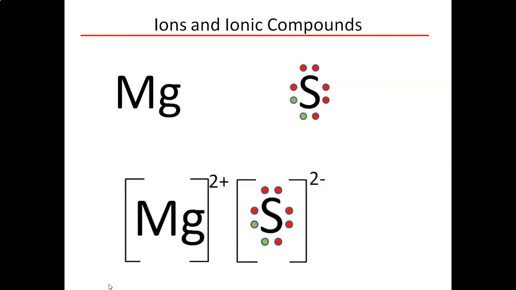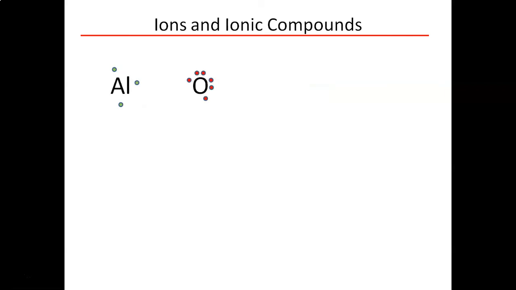They'll attract each other and form an ionic compound with 1 magnesium ion with 1 sulfur ion. Okay, how about the case of aluminum and oxygen? Aluminum has 3 valence electrons, oxygen has 6. So aluminum is going to lose its valence electrons, oxygen is going to gain them.